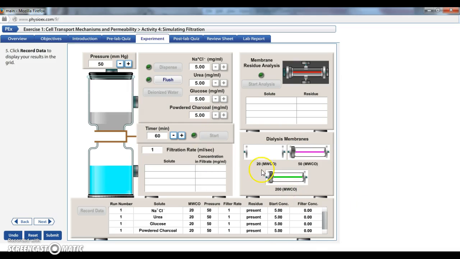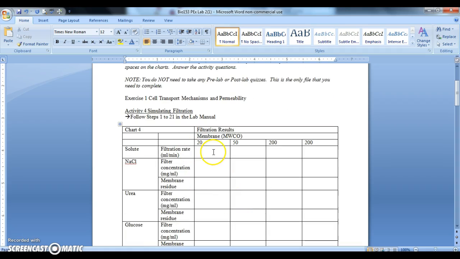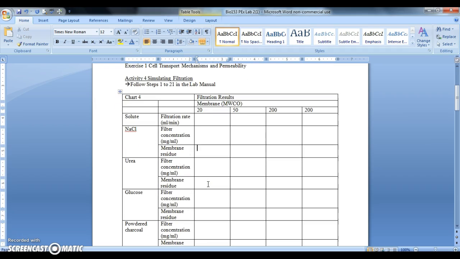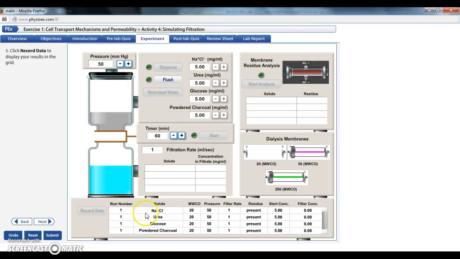Now, like we saw in Lab 1, sometimes there's extra information here that we don't need. So let's look at the data table and see what we need. We need filtration rate, filter concentration, and membrane residue. So filter rate is 1, and that's going to be the same for all of them because that's what it was set at over here. Filter concentration happens to be 0 for all of them. Membrane residue happens to be present for all of them.